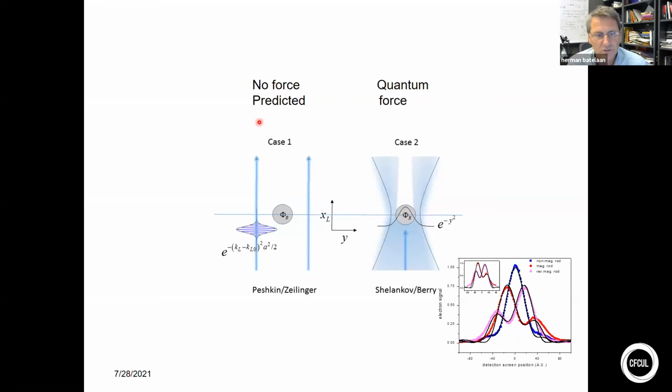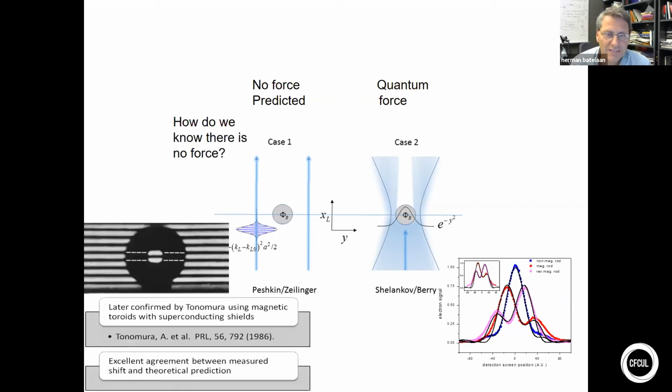There was a little riddle because Peshkin and Zeilinger predicted that in the Aharonov-Bohm situation there was no force, while Shelankov and Berry predicted there was a force associated with the Aharonov-Bohm system. And we confirmed that that force is there. Earlier, how do you know, by the way, if there's no force? Well, you just look at a deflection of a beam or a delay of the beam, right? That's what you do, it's operational.